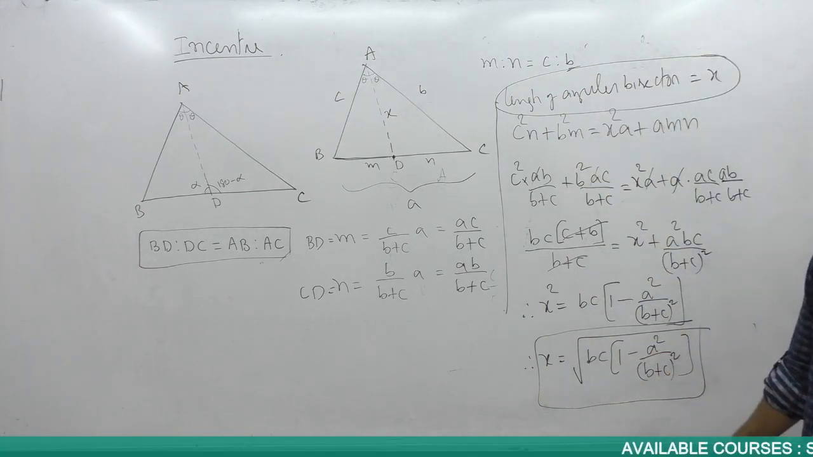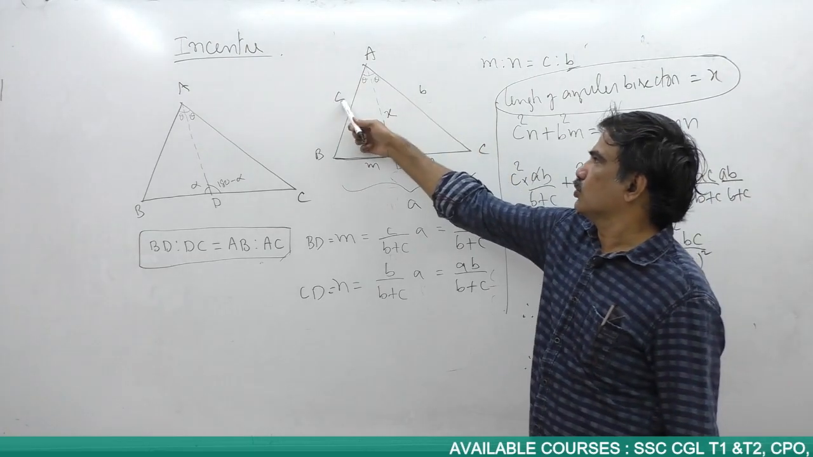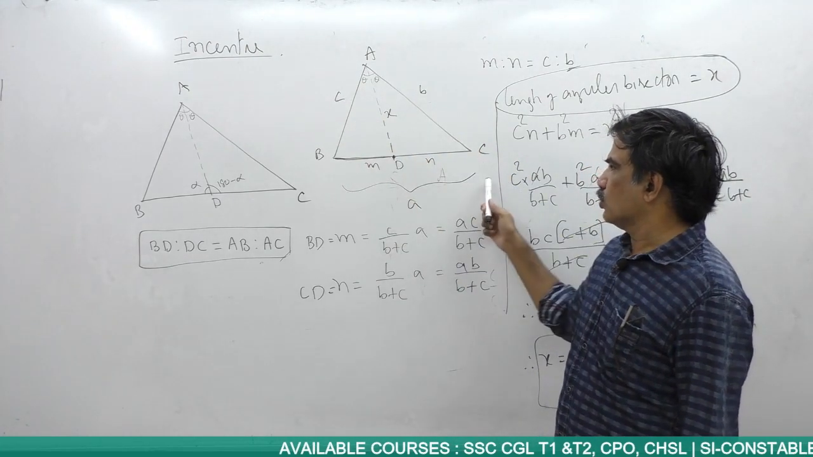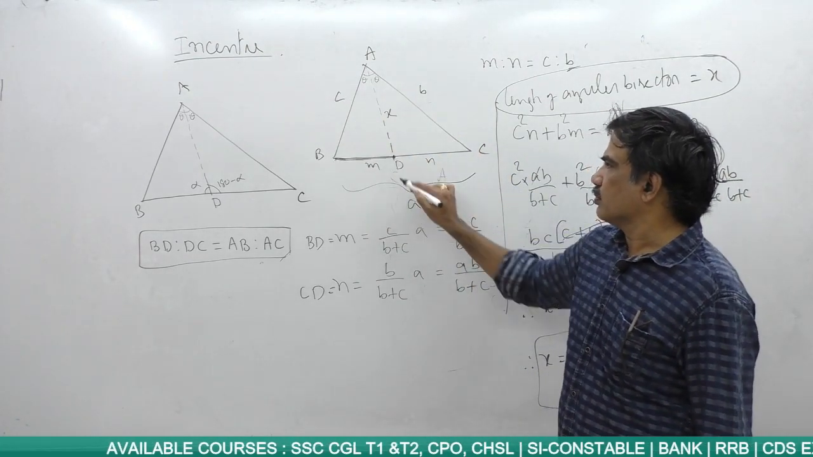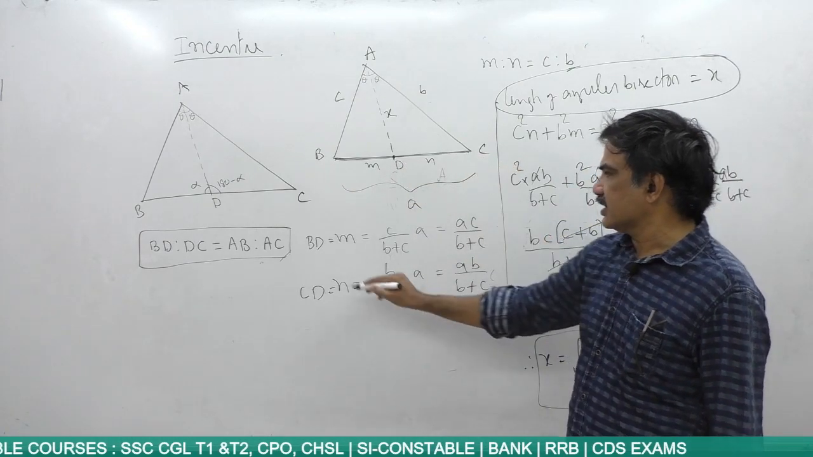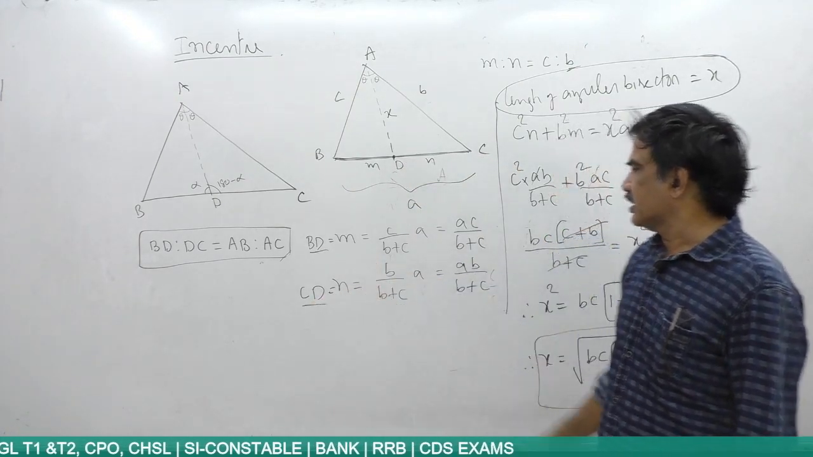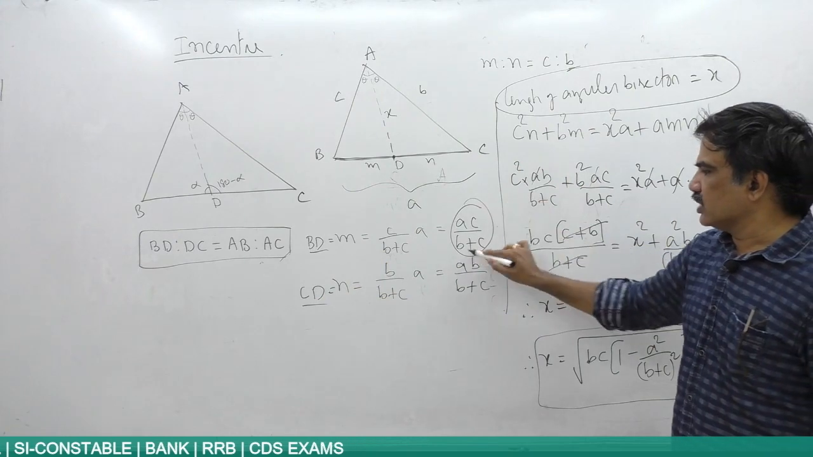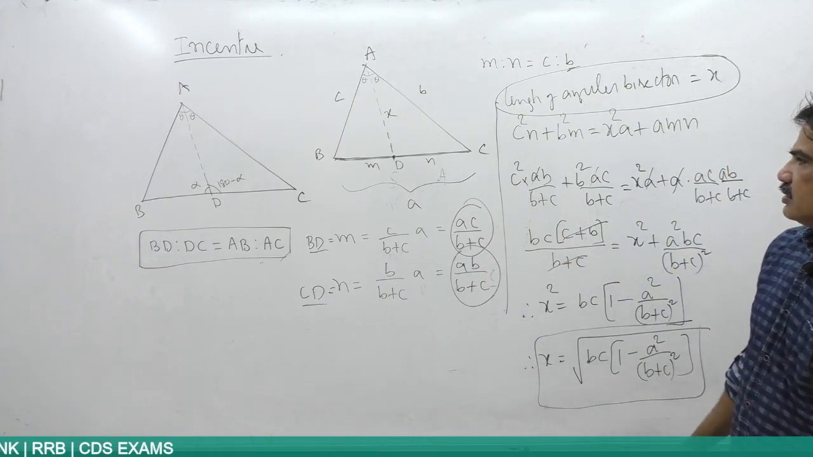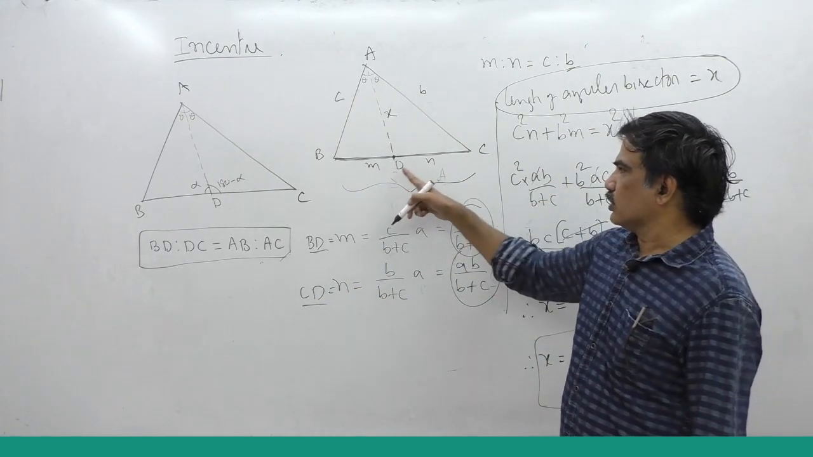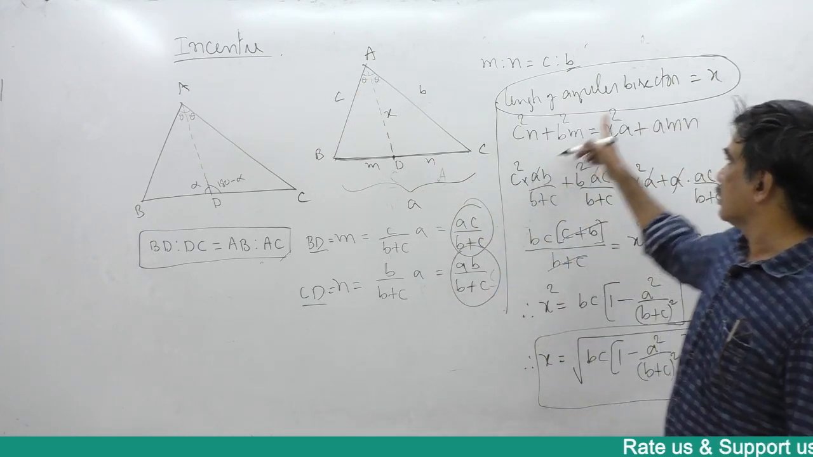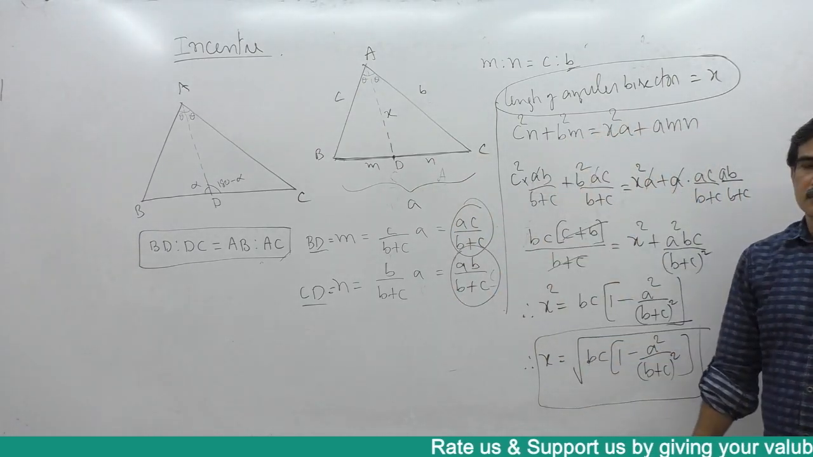The length of the angular bisector, if these two distances and this total length is given, first you have to find BD distance and CD distance. After knowing these two, let BD distance be M and CD distance be N, then this is the formula.